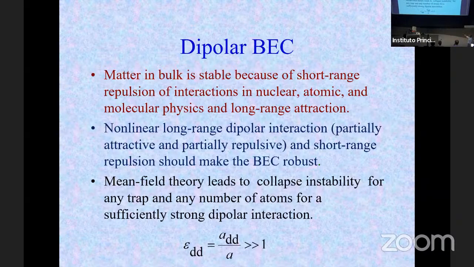But the trouble is that the dipolar interaction is not attractive in all directions. And because of this, the mean field theory leads to collapse instability, collapse for any trap and for any number of atoms for a sufficiently strong dipolar interaction.